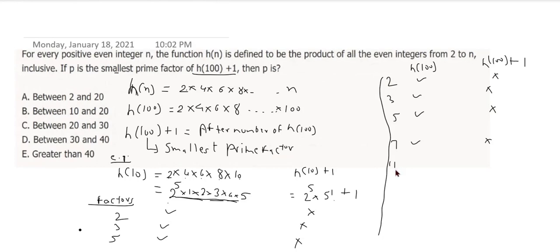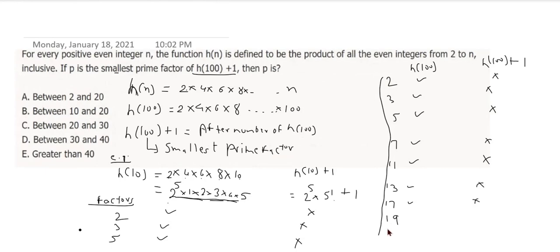Now the next prime factor is 11, right? Is 11 a factor? Exactly, we are going to have 22 in h of 100. So for that reason, it cannot be a factor of the next number. Then similarly, 13, we are going to have 26 here, so clearly the next number cannot be a multiple of 13. The same way, if you check for 17, we are going to have 34 here, so the next number is not going to be a multiple of 17. Same way for 19.